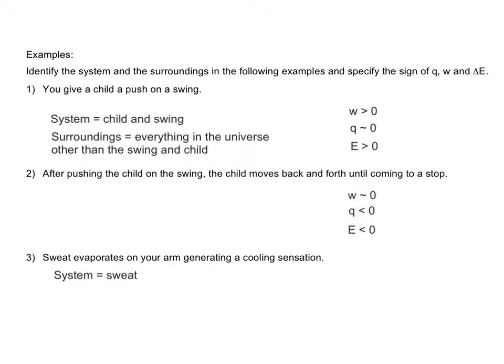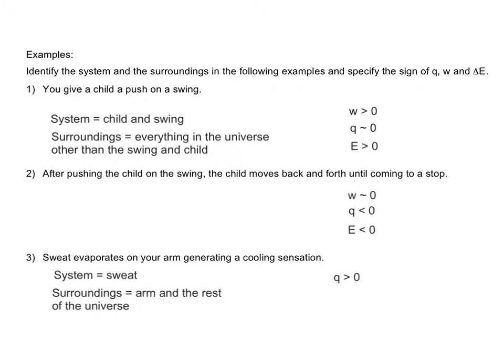So work is being done on the system when that happens, and that heat is all coming from your arm in this case, because that's where the sweat is residing. So when it evaporates, it's pulling heat from your arm, which is why your arm feels cooler in the end. But the system itself is actually gaining thermal energy. And so when it gains that thermal energy, Q is going to be positive because the system is gaining energy.